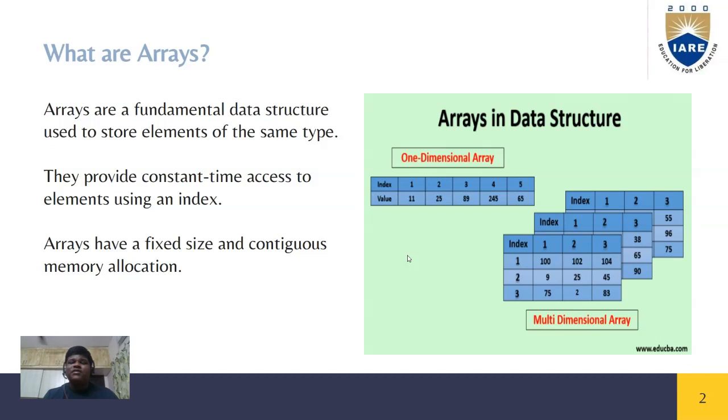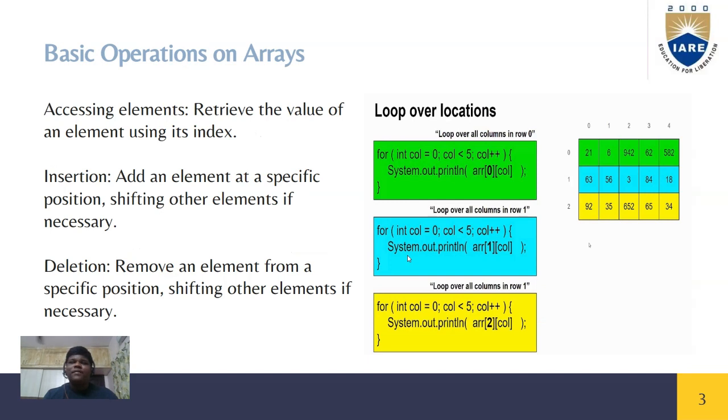Let's begin with arrays. What are arrays? Arrays are a fundamental data structure used to store elements of the same type. They provide constant access to elements using an index. Arrays have fixed size and contiguous memory allocations. Again, arrays are divided in two types, which is one-dimensional array and multi-dimensional array. One-dimensional array includes a single size, whereas multi-dimensional consists of rows and columns. Thus it can be used to create matrices.